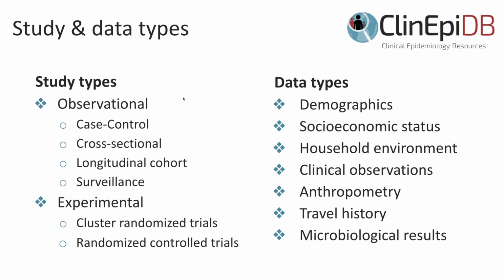And across these different studies that are loaded, we support a wide variety of data types. So depending on the study, we load essentially what the study collected. So usually they'll have demographic information, they might have socioeconomic or household environment, like risk factors for different infectious diseases. They often have clinical observations, so temperature, things of that nature. Anthropometry, so measurements of height, weight, etc. Travel history, and of course, importantly, microbiological results. And so these different data types are just a sampling of all the different types of data we actually support on ClinEpiDB.